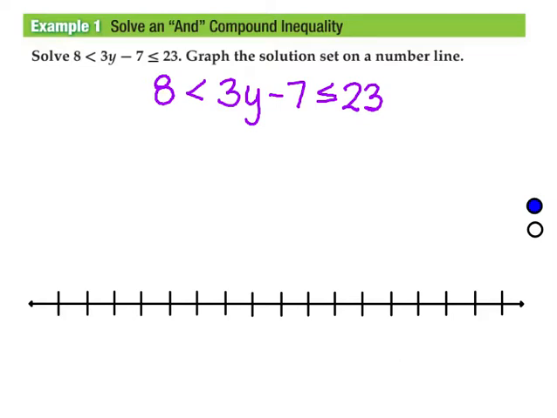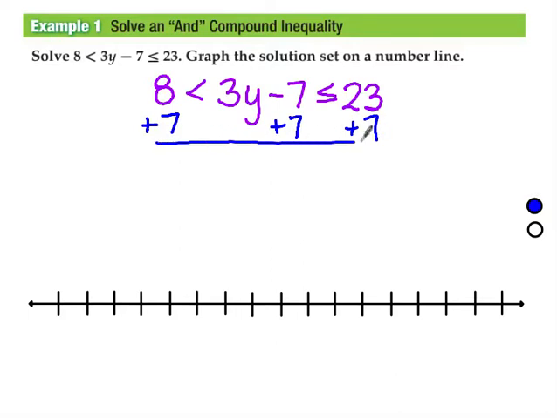What I'm going to do is I want that middle to be only y. I don't want it to have the 3, I don't want it to have the -7. So I've got to get rid of that -7, and to get rid of that -7, I'm going to add 7. Now, with this inequality having 3 distinct parts, you have to add 7 on each of those 3 parts. See how I did that? I added 7 to all 3.